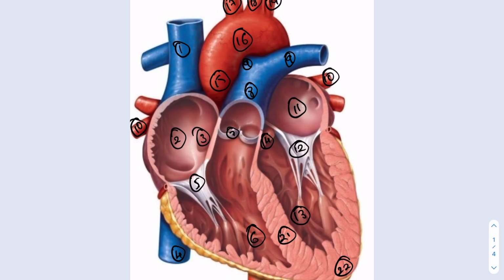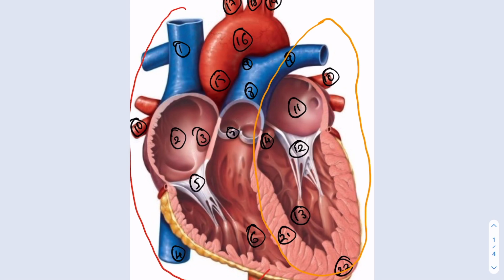The left side of the heart receives blood from the lungs, and it is the oxygenated blood, which is highlighted here, and the right side of the heart receives blood from parts of the body, and it is the deoxygenated blood which goes to the lungs to be oxygenated, which is highlighted in red over here. So it's basically the right chamber and left chamber. Left chamber oxygenated blood, right chamber deoxygenated blood.